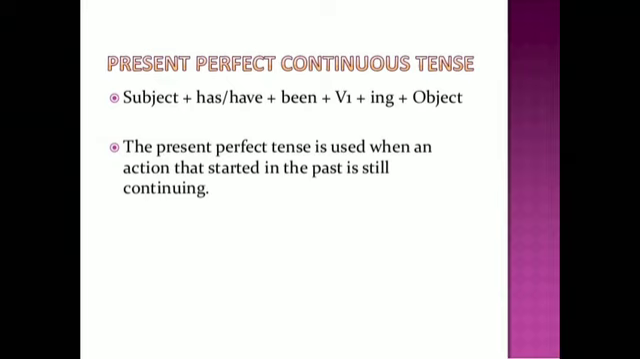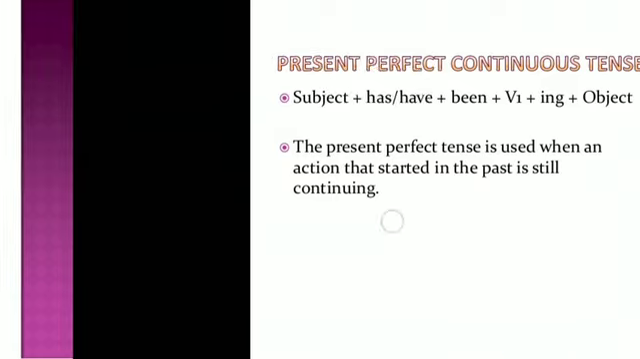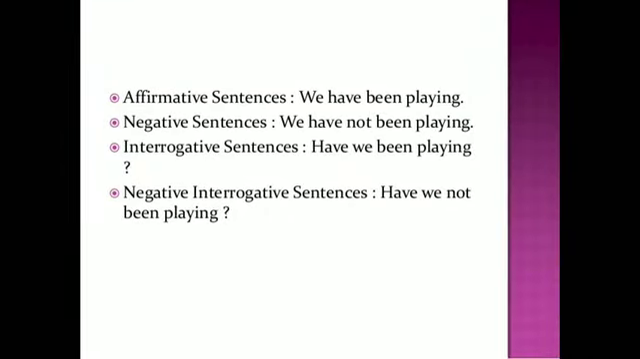So let's go with the examples. In an affirmative sentence, you can form a sentence like "She has been playing on the sitar for an hour." So students, here are a few examples. In affirmative sentences, you can form sentences like "We have been playing." Then "The girls have been attending music classes since Monday." In negative sentences, "We have not been playing."